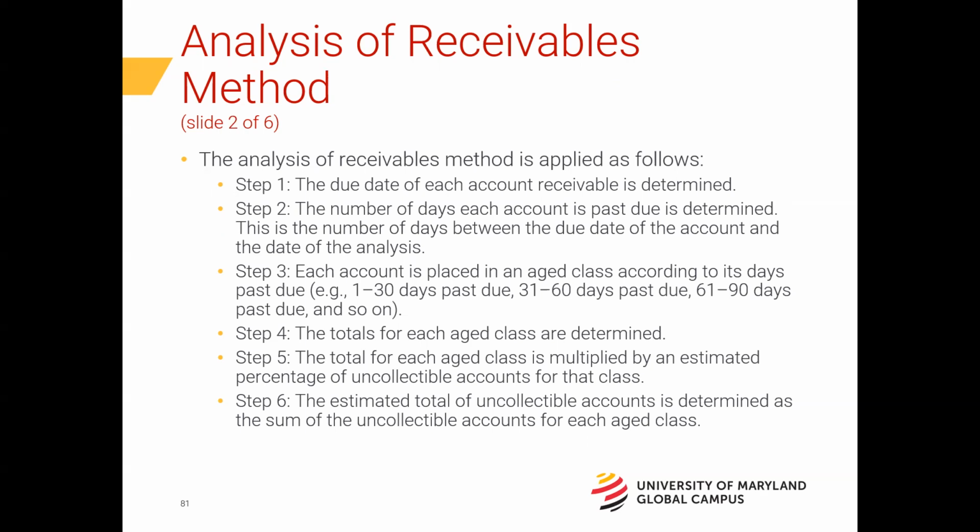So there's a couple of steps here, as you can see. The idea behind it is that the older the receivable gets, the less likely it is to receive it. So 1 through 30 past due, you'll probably be able to collect 90% of those. 31 through 60, you might be able to collect 50% of those. 61 through 90, you might be able to collect 30% of those. 91 plus, you might be able to collect 5% of those, so forth and so on.